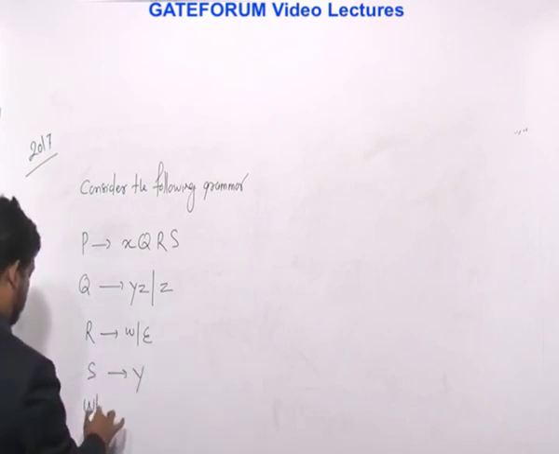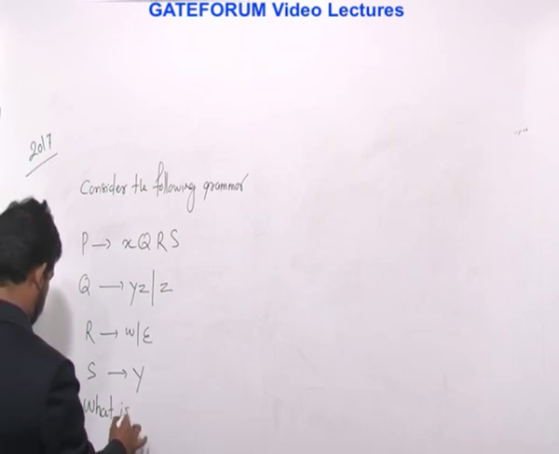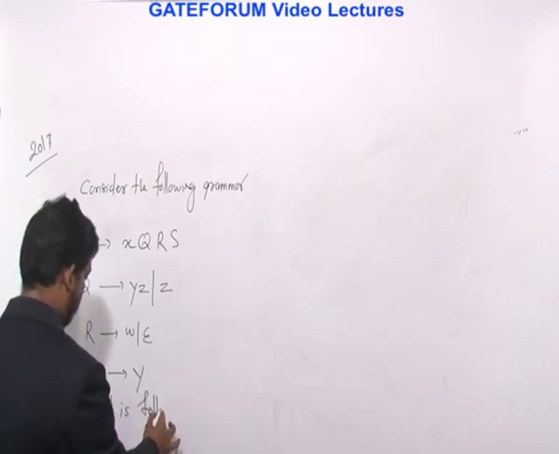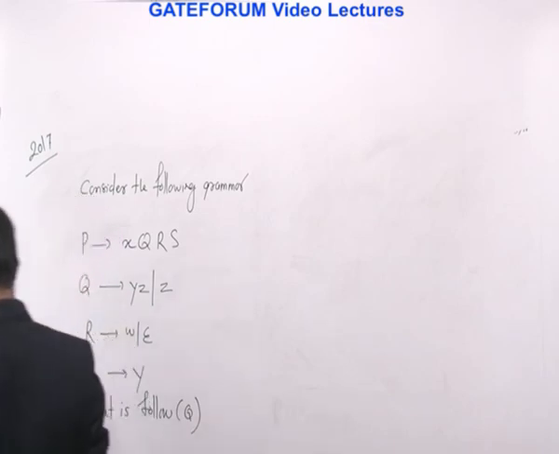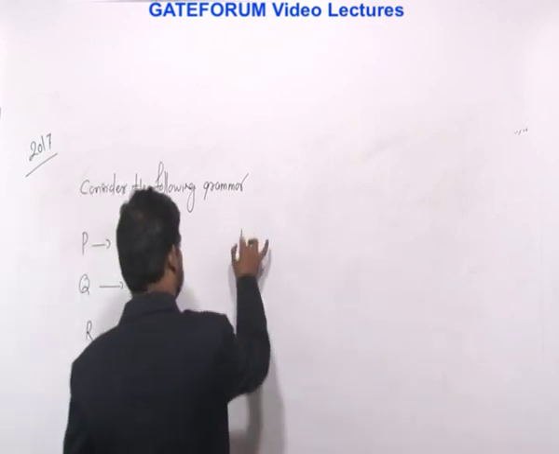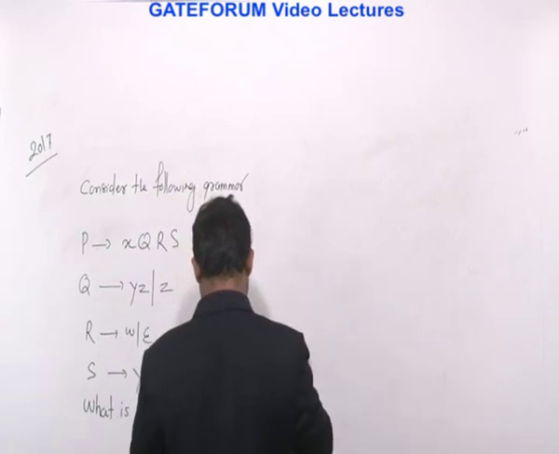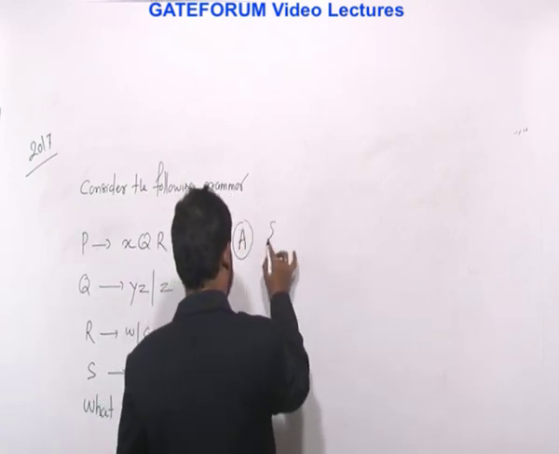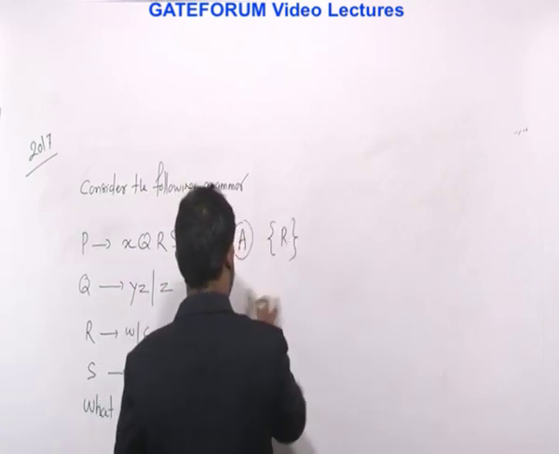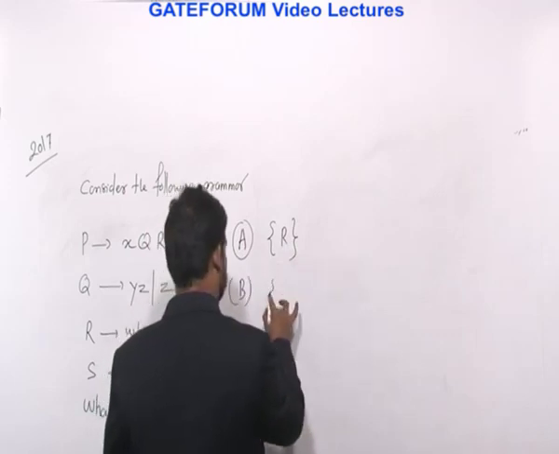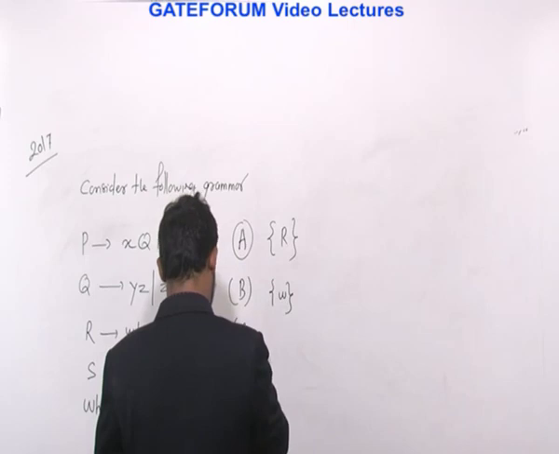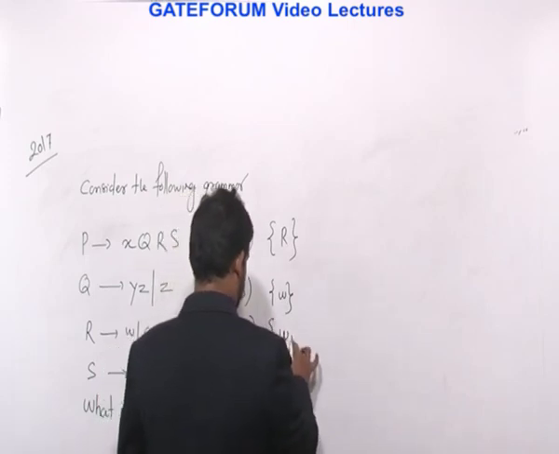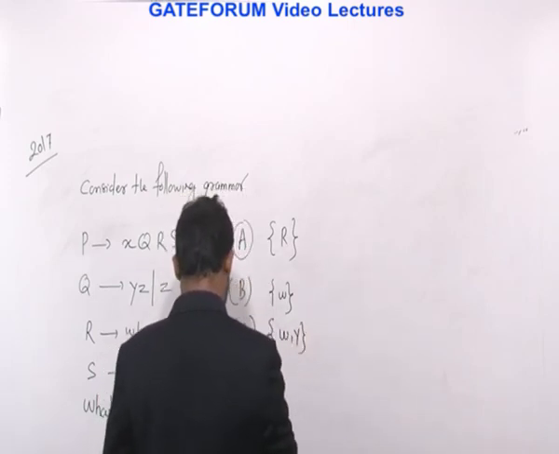Question is, what is follow of Q? Options are given to you. It is a 1 mark question, simple question. Option A is R, B is W, C is W comma Y.